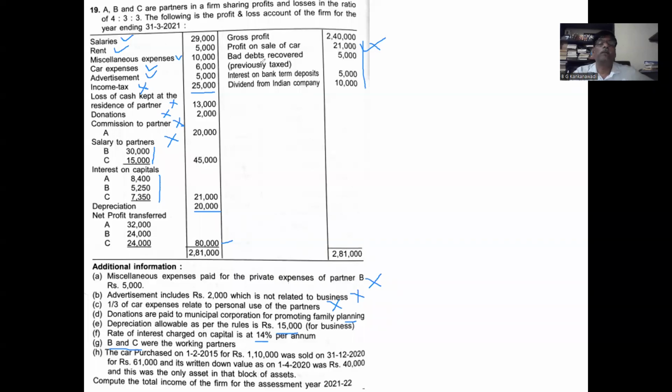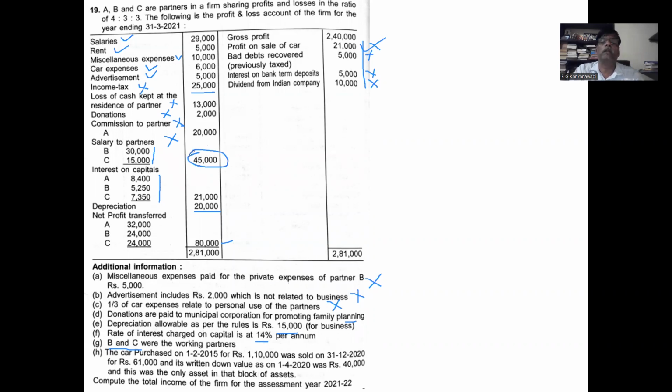Bad debt recovered was previously taxed. Previously taxed means it is to be considered in the less side down. Interest on bank deposit 5,000 not related. Dividend not related. If you deduct these 4 items, you will get the book profit. In the book profit, you calculate remuneration as per 40B, and actual remuneration paid is only 45,000.